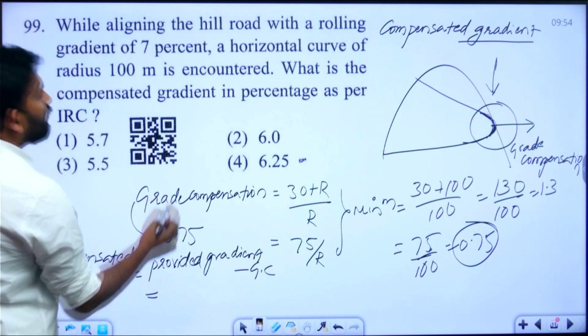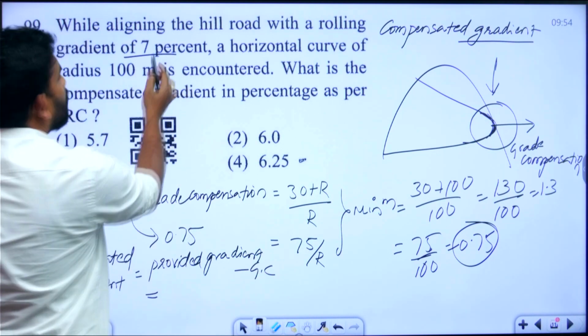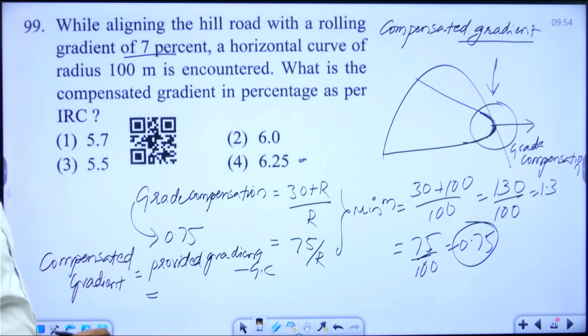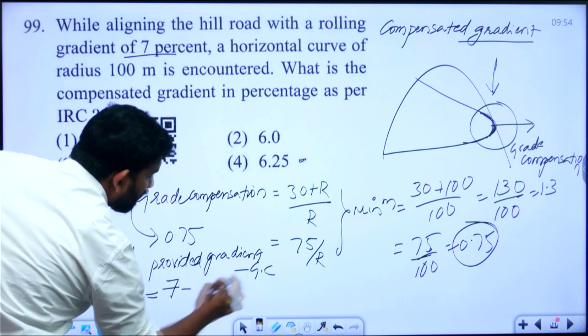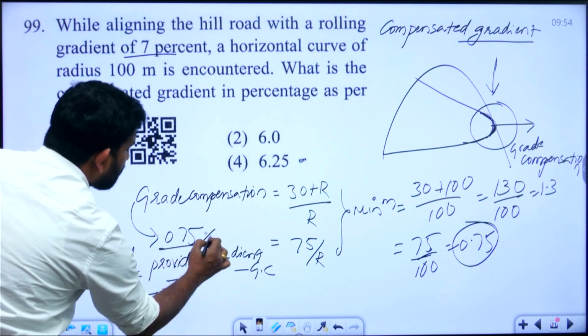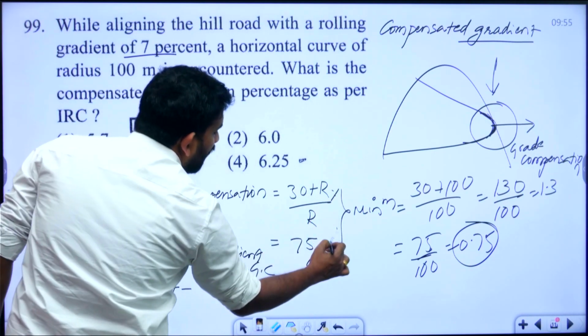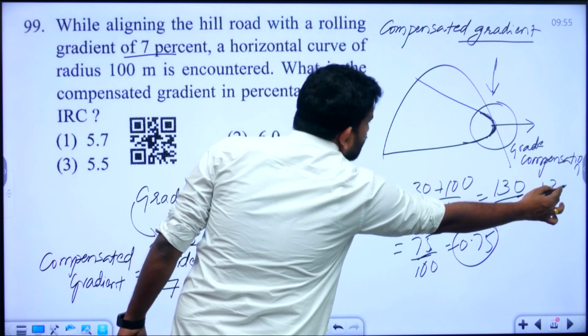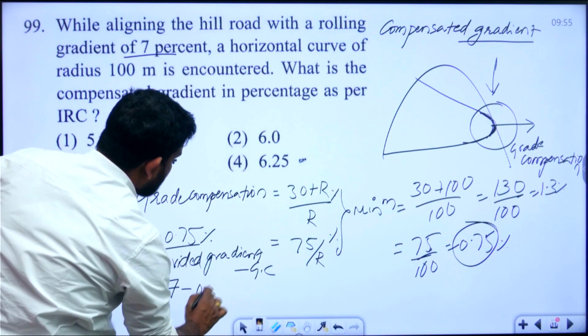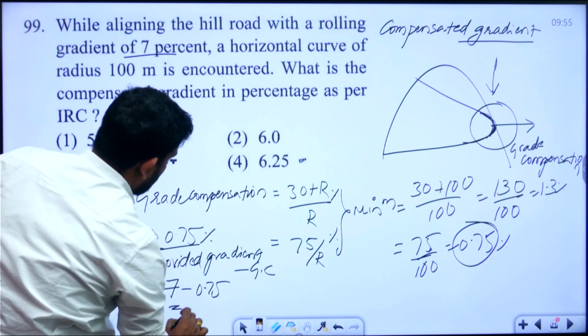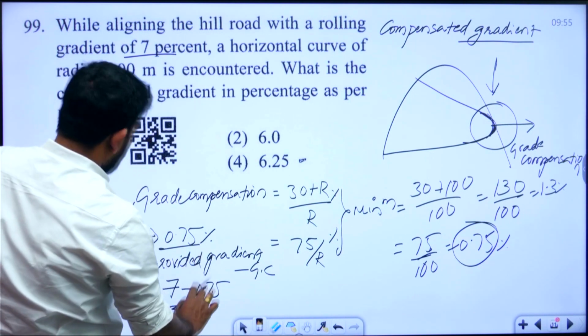So the given gradient, if you observe here, is 7%, a rolling gradient of 7% while aligning the hill road with a horizontal curve of radius 100 meters. What is the compensated gradient? So this comes out to be 7% minus grade compensation. Actually, these formulas are in terms of percentage. So this is 1.3% and this is 0.75%. So 7 minus 0.75 comes out to be 6.25.